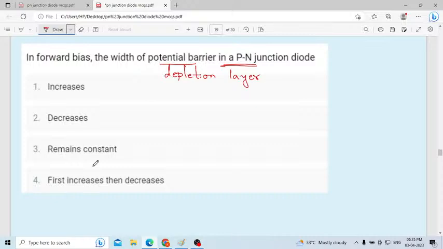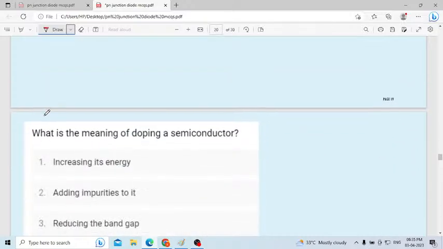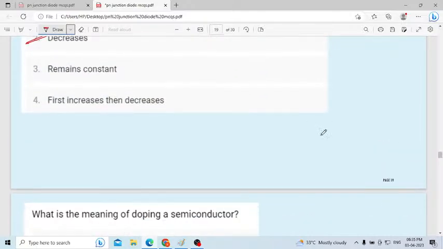Yes, very good Rajini. As I already told, in the case of forward bias the depletion region decreases, but in the reverse bias it gets increased. Okay, that you have to remember. Why does it increase in the reverse bias? I will explain here only.